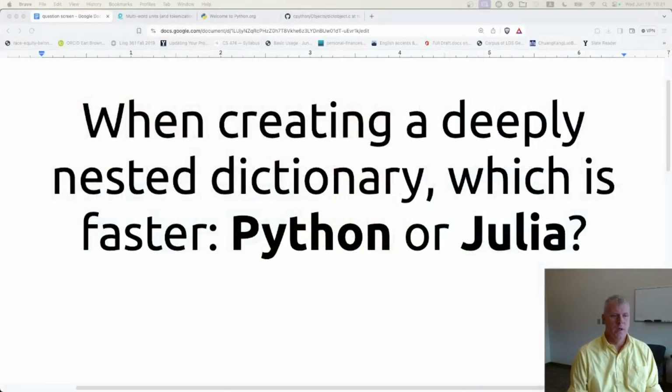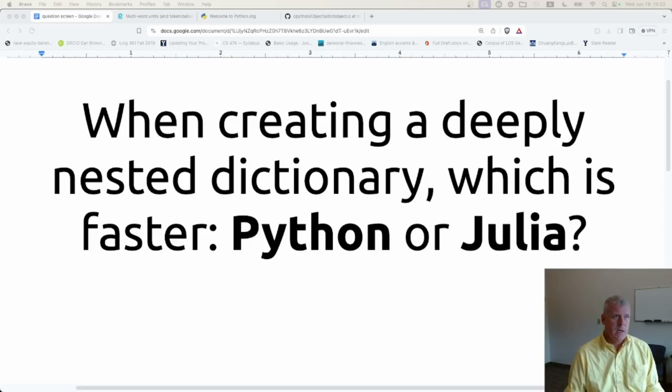In this episode, I have this question for us. When creating a deeply nested dictionary, which is faster, Python or Julia? And as a follow-up question, I wonder if those two languages scale the same way as I give the deeply nested dictionary more and more items to deal with.